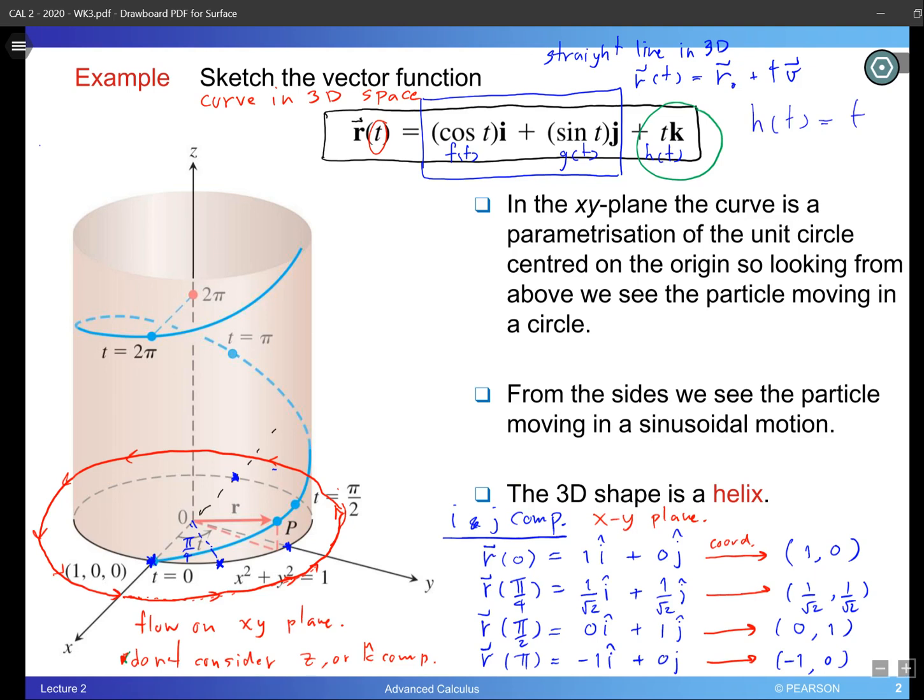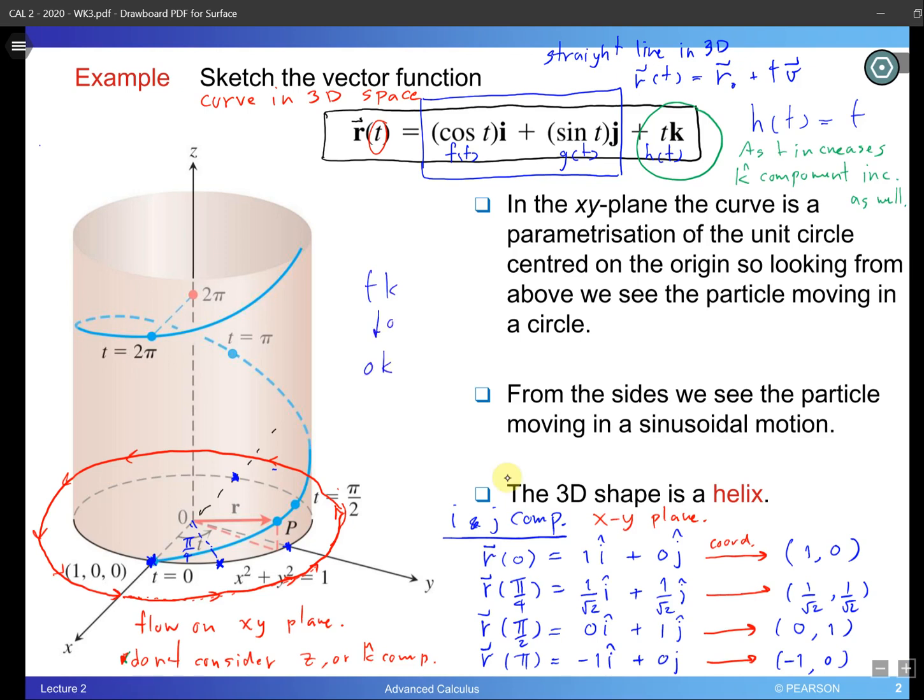So let's make a note here. As t increases, the k component increases as well, which means that our curve is going to get lifted higher and higher and higher as t increases. So we are going to start at t equal to 0, and it's going to be here, height of 0, right? Starting at tk, when t equal to 0, we get 0k, so we start here.